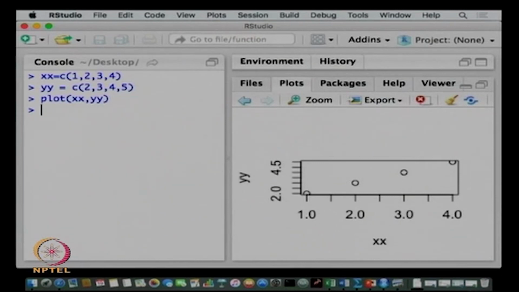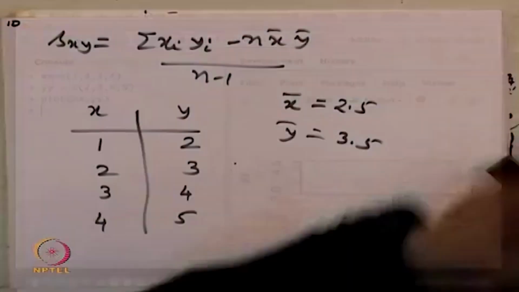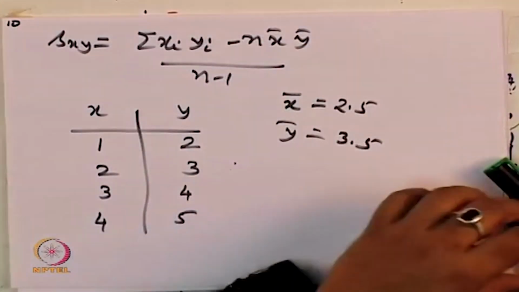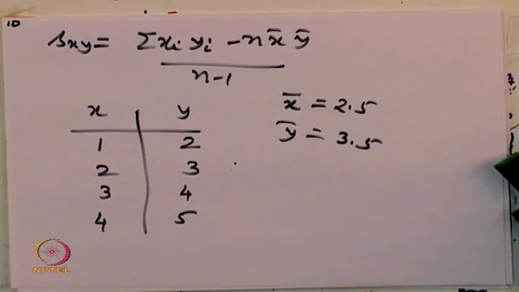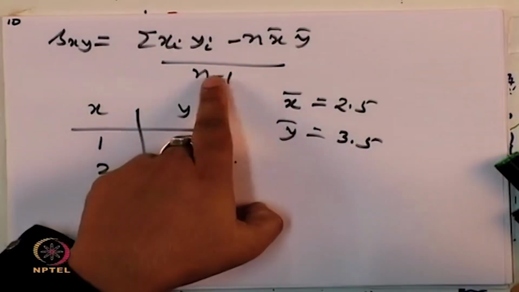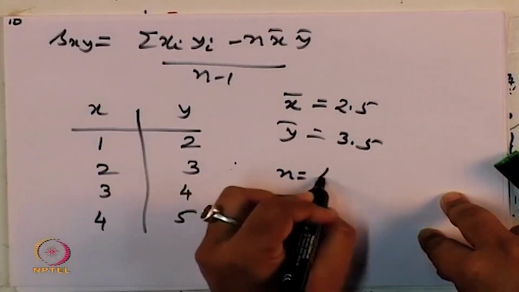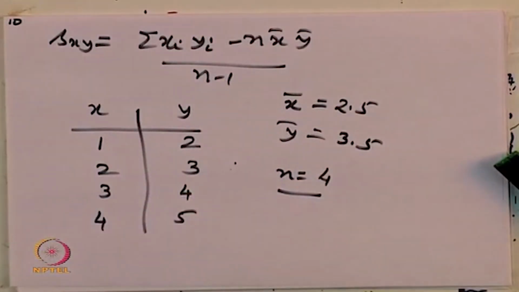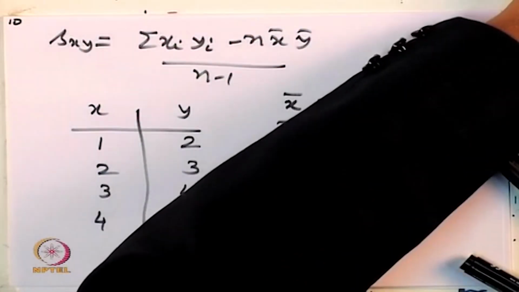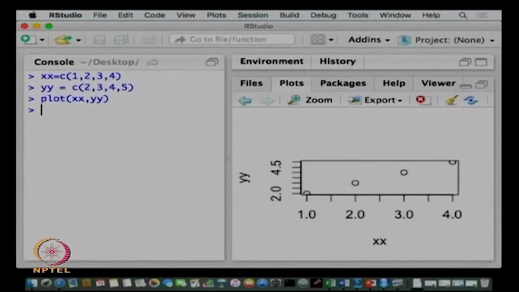Okay. So, I want to find out the value of Sxy. So, I know that Sxy is equal to summation xi yi minus n x bar y bar, by n minus 1. So, I have n equal to 4 in this case. So, let us calculate the value of Sx. I can write sd of xx, sd of yy.